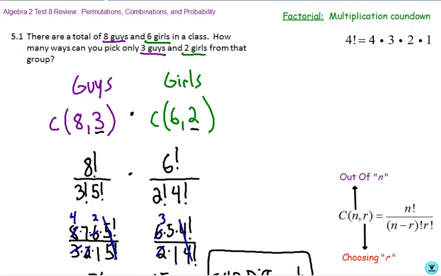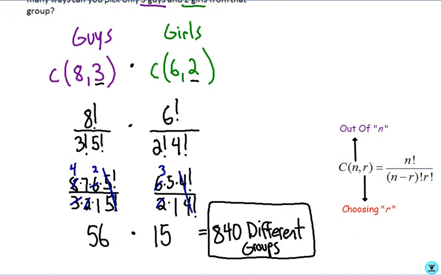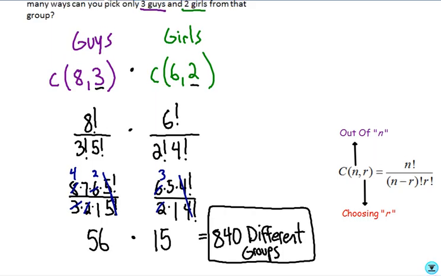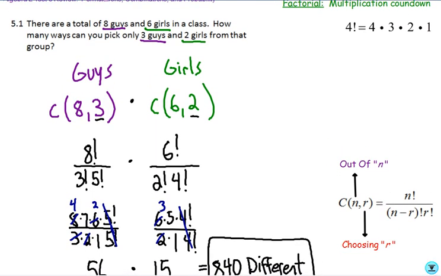All right, so let's go ahead and stop there. That was 840. Let's try number 5 on the right, and then we'll move on to number 6.